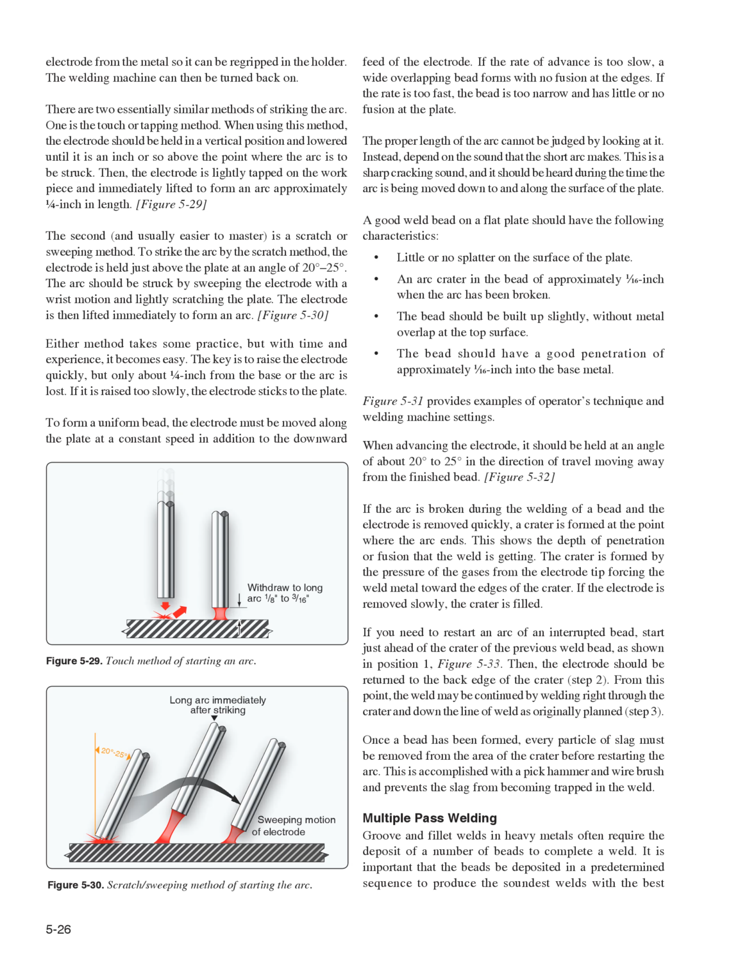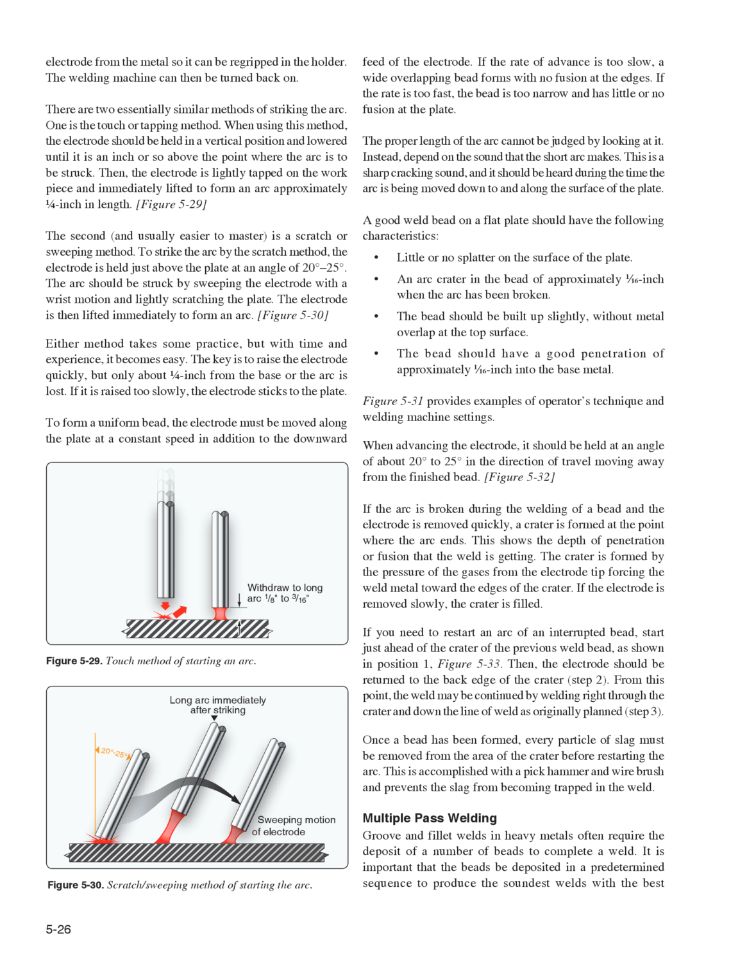There are two essentially similar methods of striking the arc. One is the touch or tapping method. When using this method, the electrode should be held in a vertical position and lowered until it is an inch or so above the point where the arc is to be struck. Then, the electrode is lightly tapped on the workpiece and immediately lifted to form an arc approximately 1/4 inch in length. Figure 529.